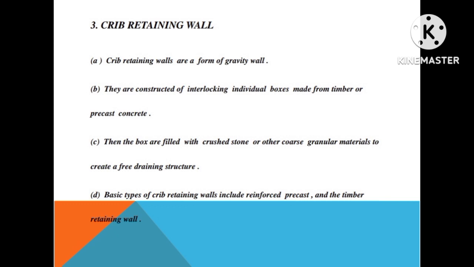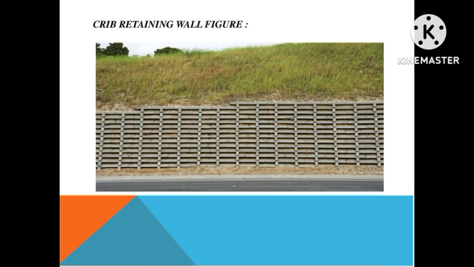Basic types of crib retaining walls include reinforced precast and the timber retaining wall. The figure shows the crib retaining wall.